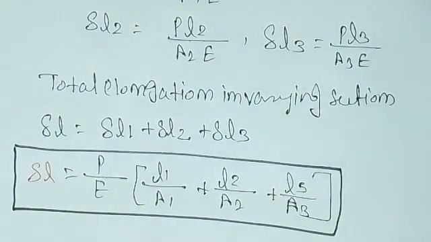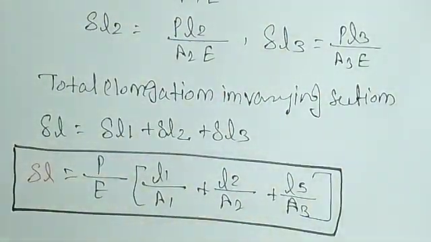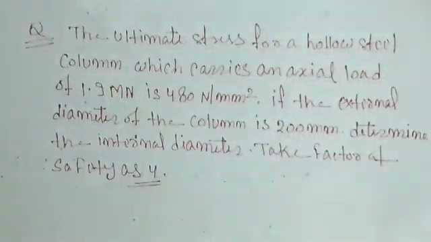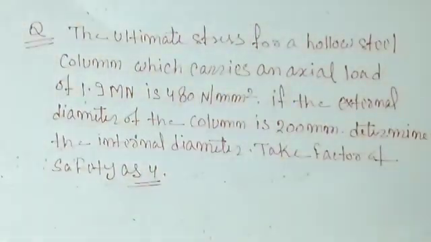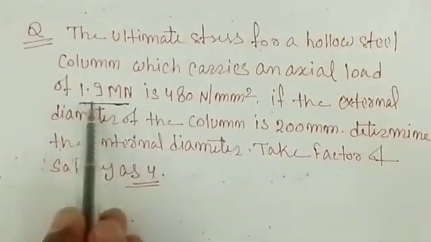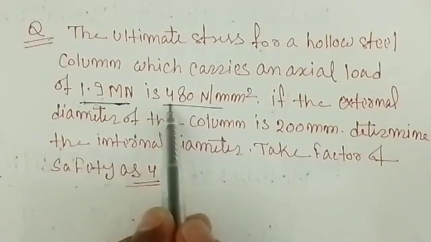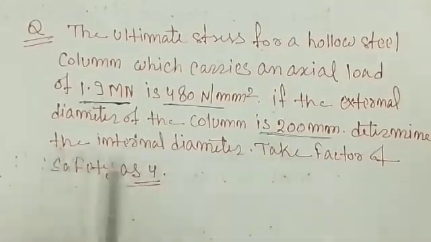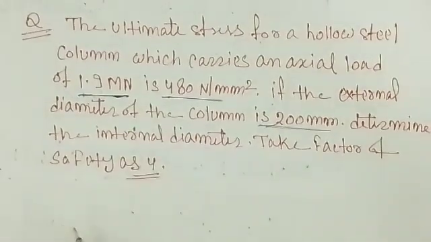So we'll do one numerical problem, a small problem we have taken for today's class, right? That problem is on your screen. Please write it down quickly: the ultimate stress for a hollow steel column which carries an axial load of 1.9 meganewton is 480 Newton per mm square. If the external diameter of the column is 200 mm, determine the internal diameter, taking factor of safety as 4.